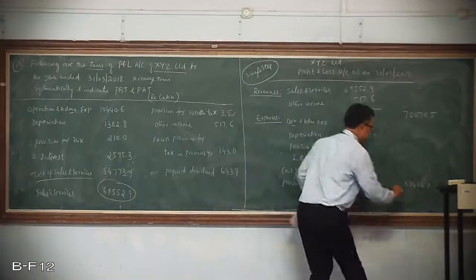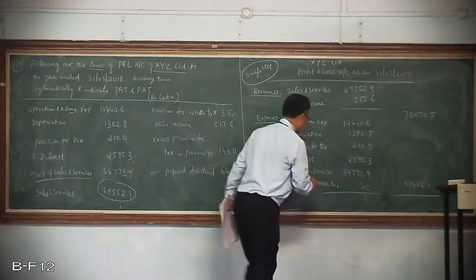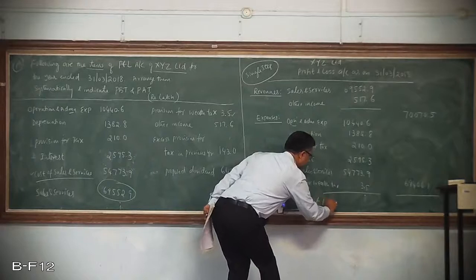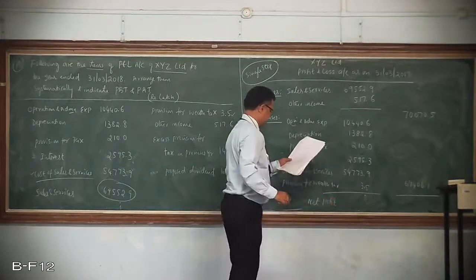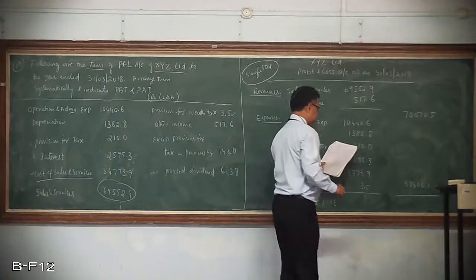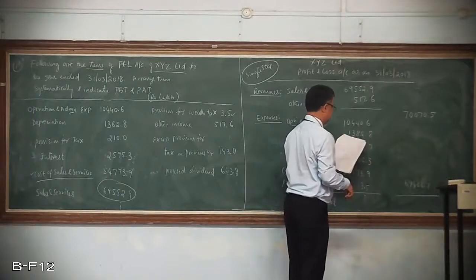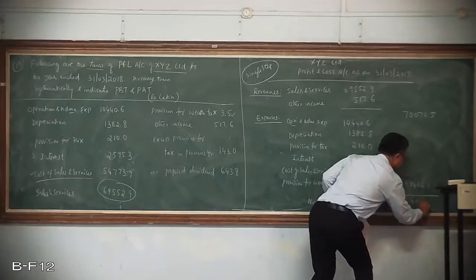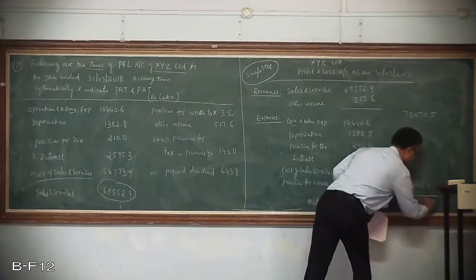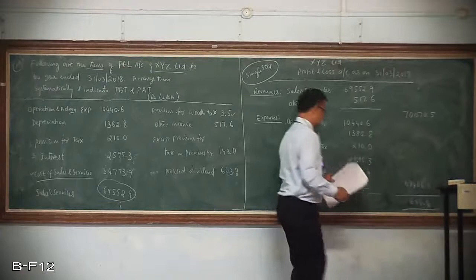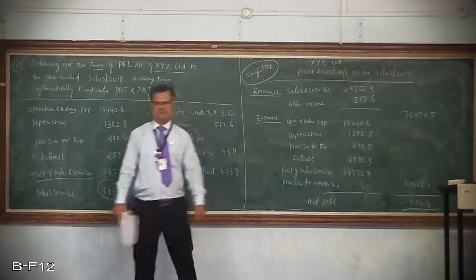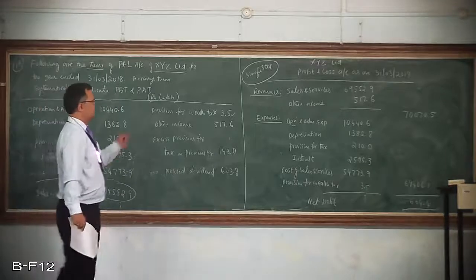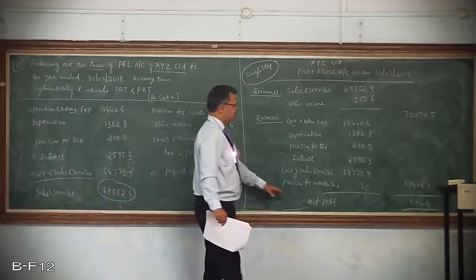Then you are going to get profit. Net profit. That is 664. Subtract these values. You are going to get 664.4 lakhs. This is a net profit. Subtracting all the expenses from the revenue, you are going to get the net profit.